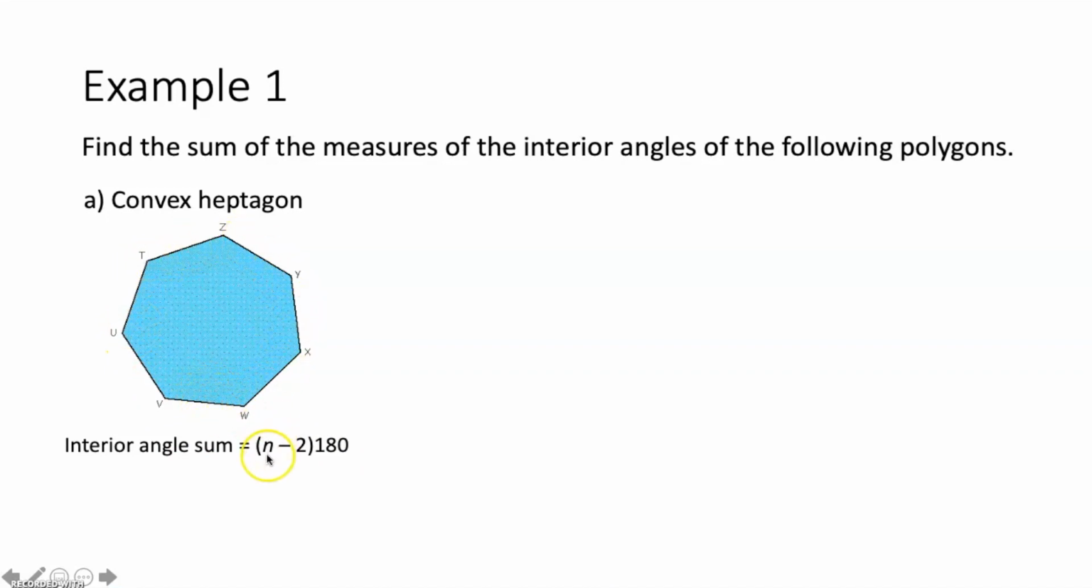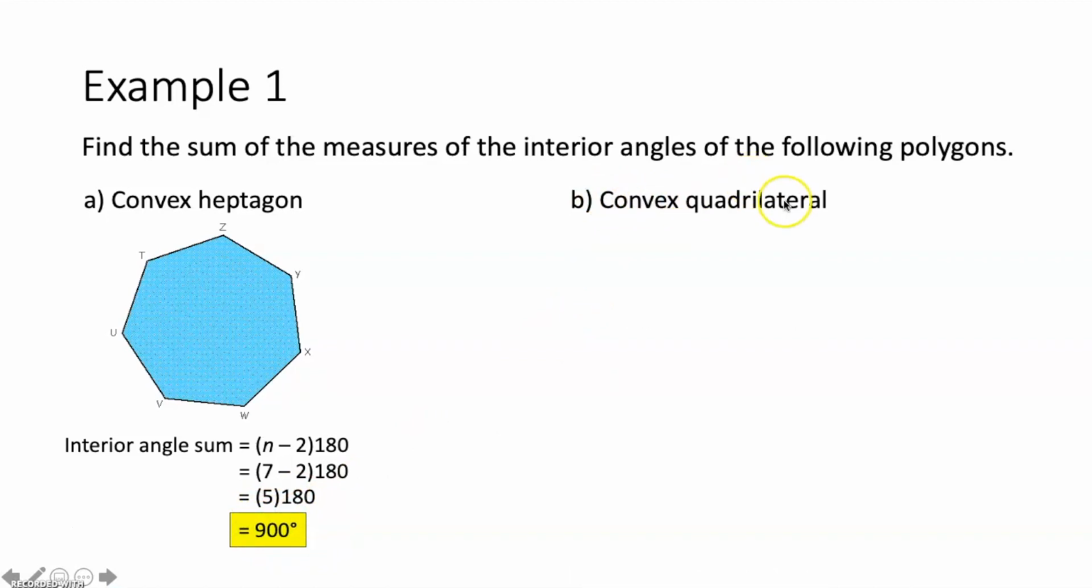So what do I plug in for n? Well, this is a heptagon, meaning it has 7 sides, and n is just the number of sides. So I take 7, plug it in for n, and I simplify. What's 7 minus 2? Because I have to do parentheses first. 7 minus 2 is going to give me 5. 5 times 180 is going to give me 900. Therefore, the sum of each of these angle measures in here, if I were to add them all up, I would get 900 degrees.